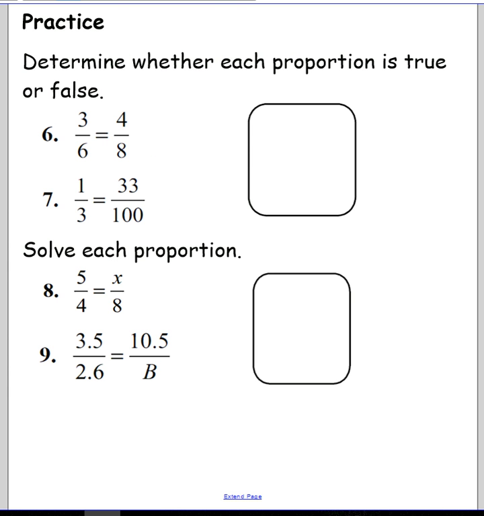So here's a couple problems for you to check. First, determine through cross product if these proportions are true. So is, in this case, 3 times 8 the same value as 6 times 4? And then for 8 and 9, go ahead and cross multiply and solve. Pause the video while you do that, and then resume when you're ready to check your answers.